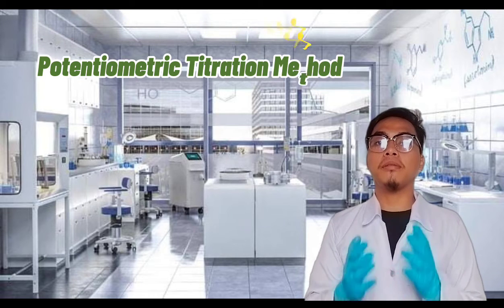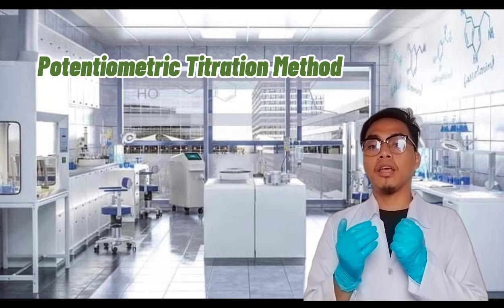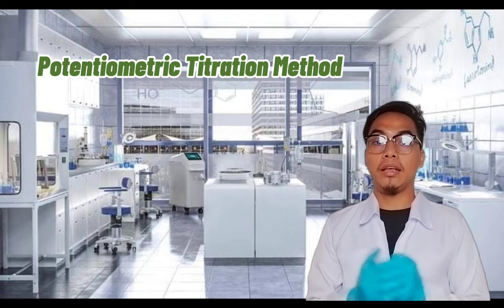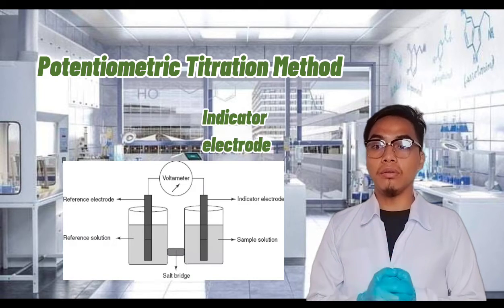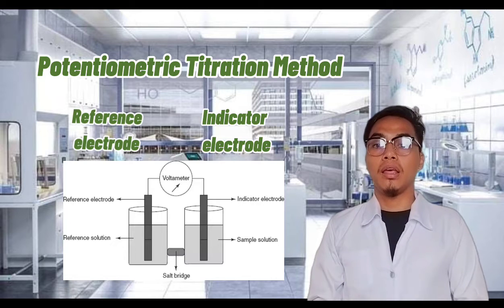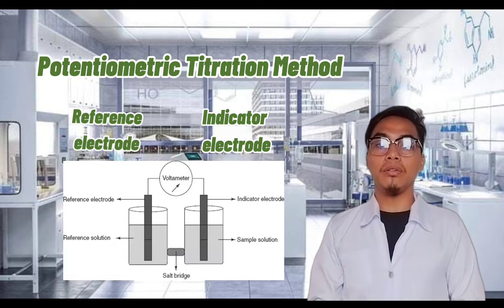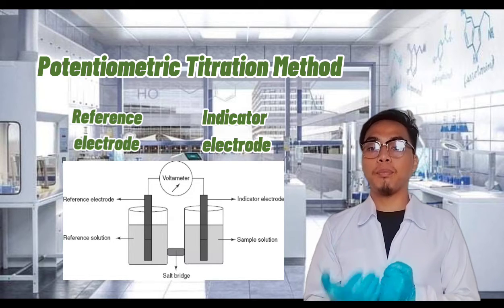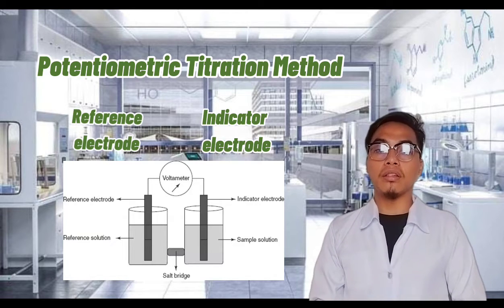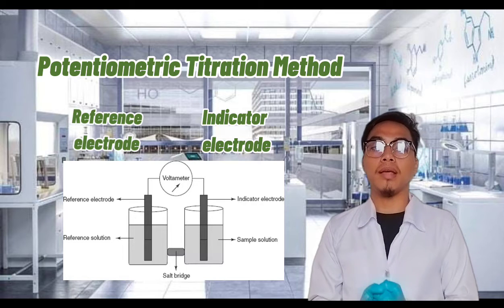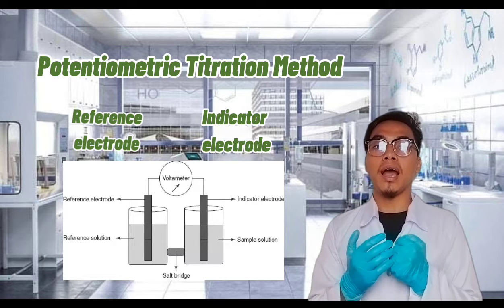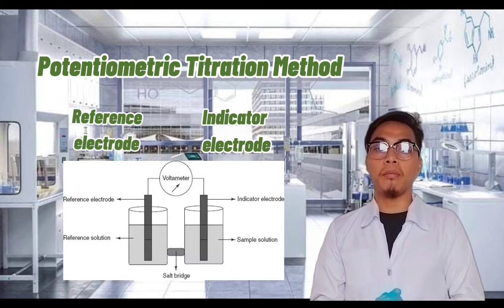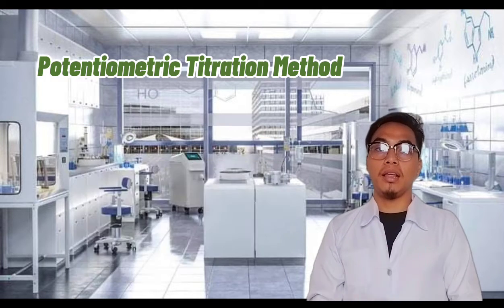Potentiometric titration method. Potentiometric titration is done via the usage of two electrodes, an indicator electrode and a reference electrode, generally a hydrogen electrode or a silver chloride electrode. One half cell is formed with the indicator electrode and the ions of the analyte, which is generally an electrolyte solution. The other half cell is formed by the reference electrode.